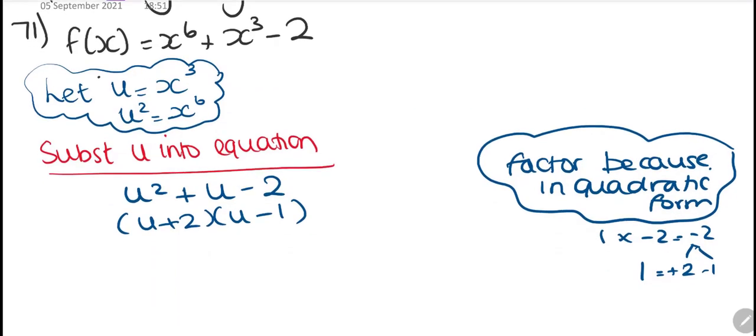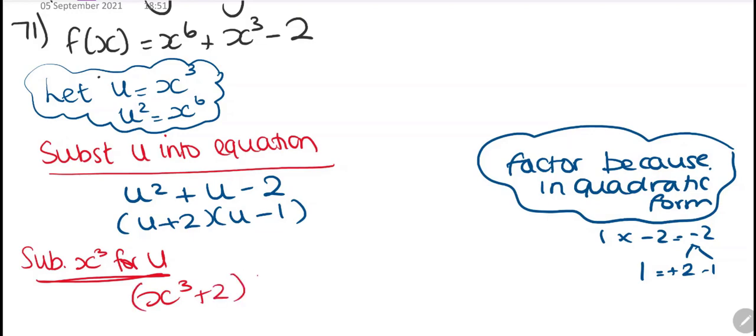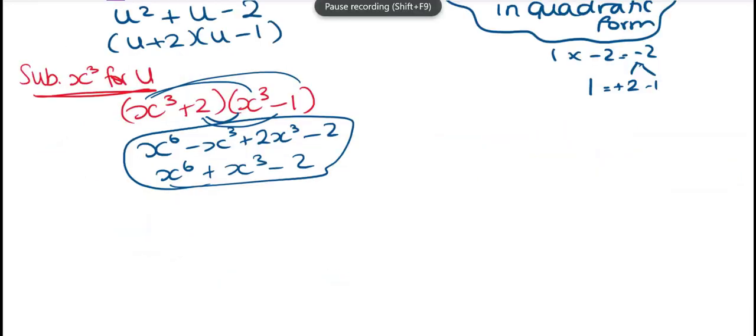Now what we need to do is to substitute, so we need to replace u and put back in the x. We're going to put x cubed for u. So looking at our equation where we see u, this is going to be x cubed plus 2, and for the other u, we're going to have x cubed minus 1. Okay, so if we go back to what we found, we need to solve this. We now have our values, and we now need to solve.